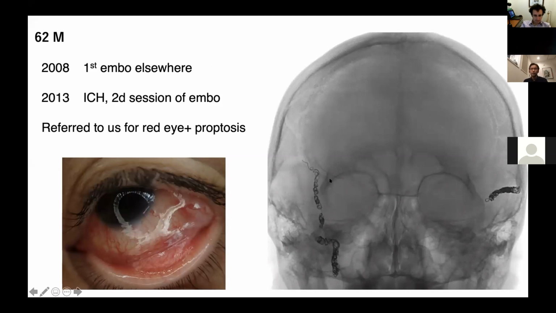You can see this is a case of dural AV shunt, and the embolization is very strange. They had the arteries embolized on both sides, and it doesn't seem to be near any dural sinuses. He was referred to us for his eye symptoms, like those you have with a cavernous fistula, and also proptosis.